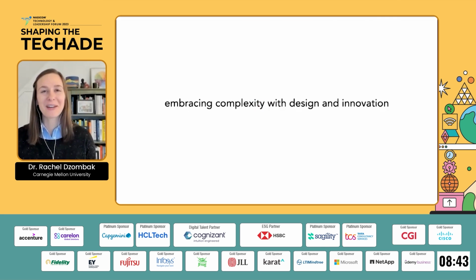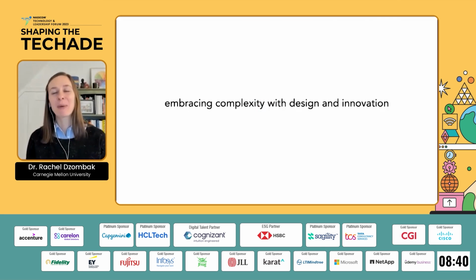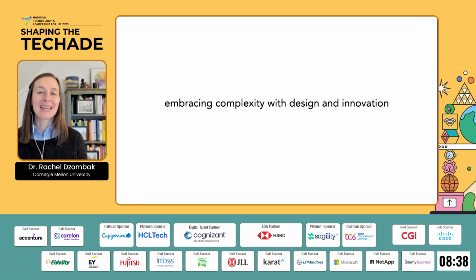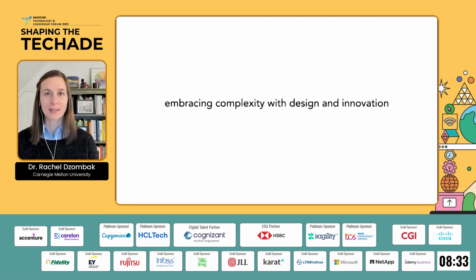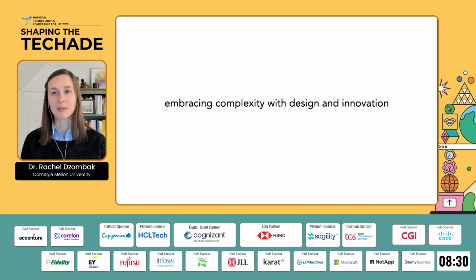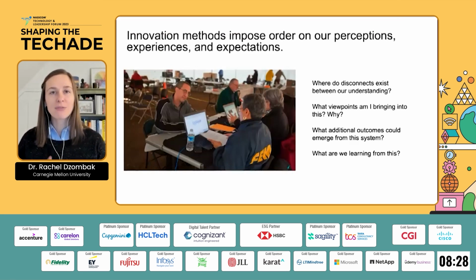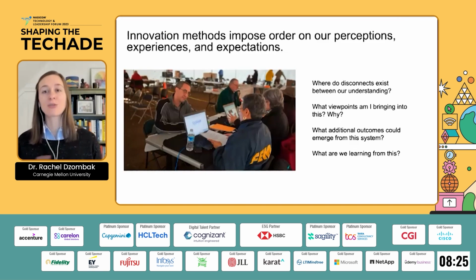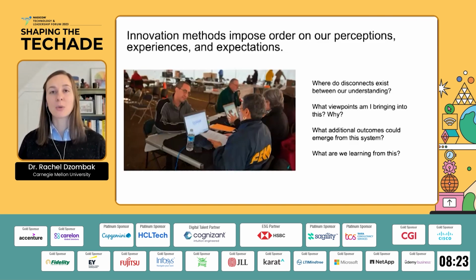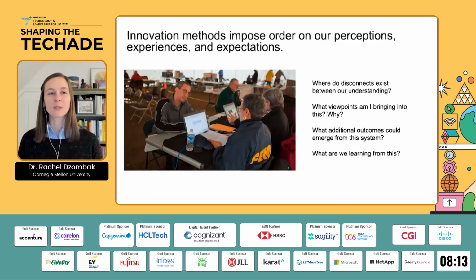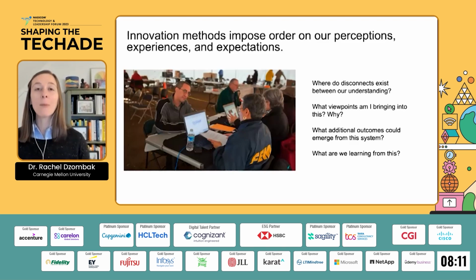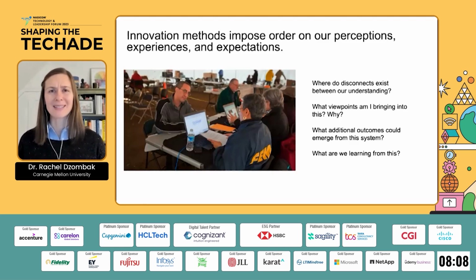So of course, the fields of design thinking and innovation have been around for a long time now, but I think they've never been more important because they help us to figure out what steps we can take and have agency when faced with complex problems. Innovation methods help us address that issue of how to make sure we are having additional focus to learn when we are faced with high degrees of uncertainty, because they impose order on our perceptions, our experiences, and our expectations.